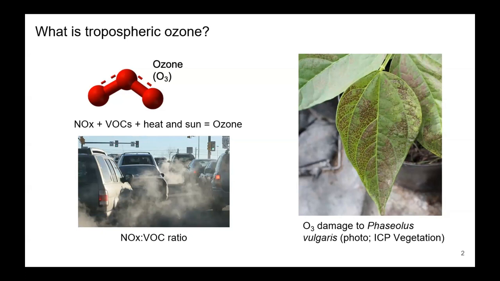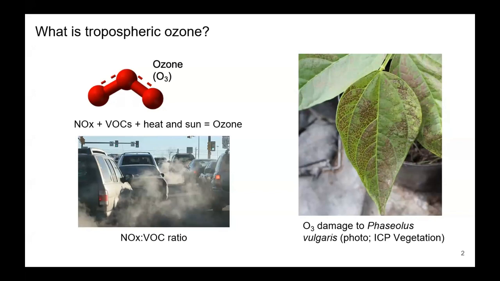If the ratio is skewed, just take a city, for example, where you have a lot of cars, a lot of emissions of NOx, this ratio is skewed, and it actually leads to the overall destruction of ozone. So highlighting the complex nature. And then oftentimes just downwind of a city, you'll have higher ozone concentrations because this ratio becomes more balanced.